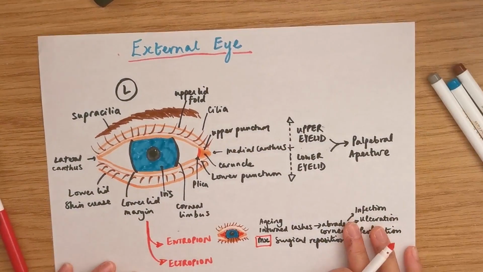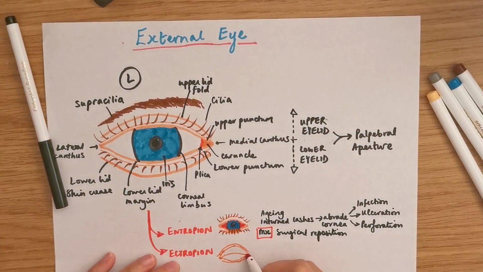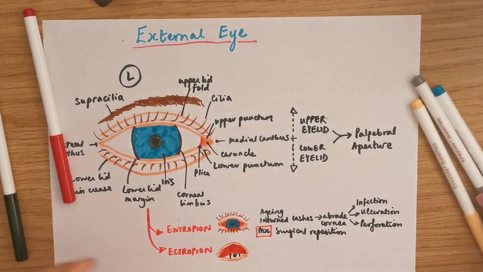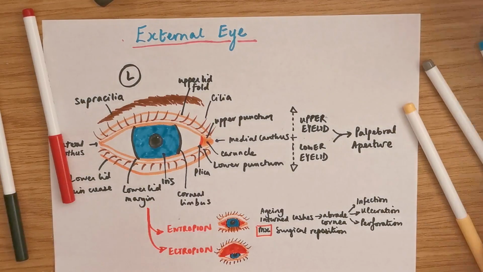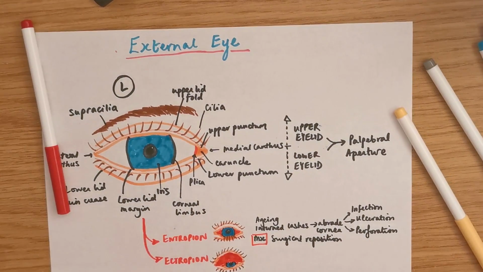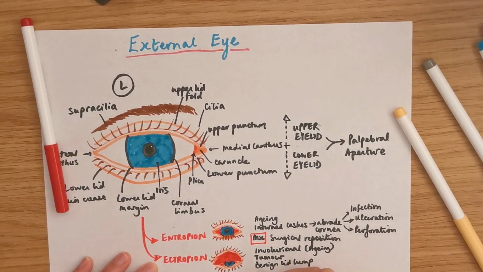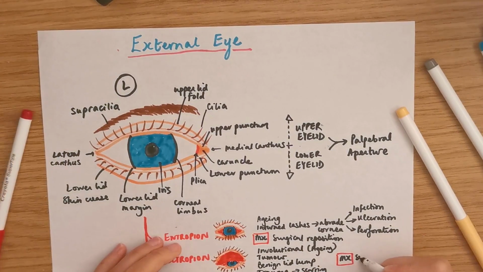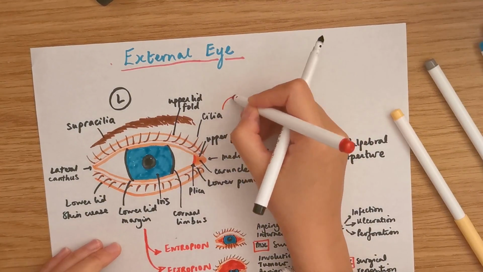An ectropion is the opposite, where the lid is everted. It can be caused by multiple things, including involutional, which means age-related lid laxity. It can also be caused by scarring, so scarring from trauma, for example, and the scar pulls the lid down. Other causes include tumour and benign lid lump. And the management of this, again, is surgical reposition under local anaesthetics.